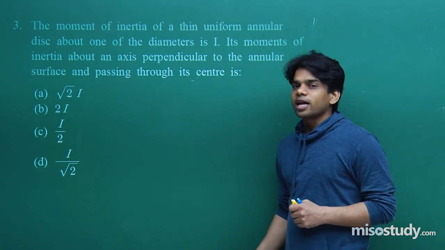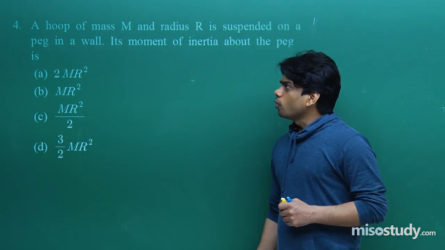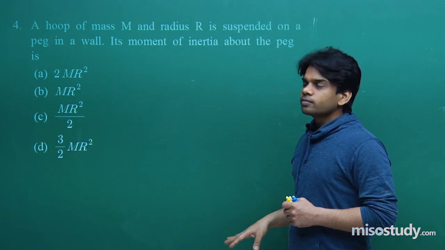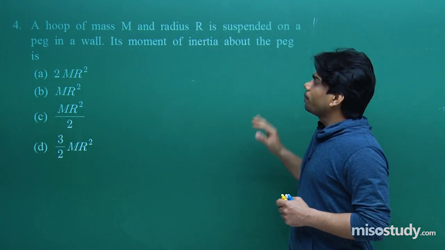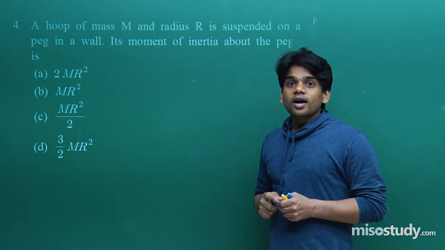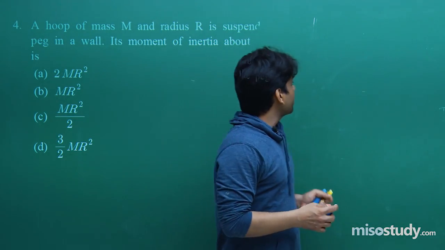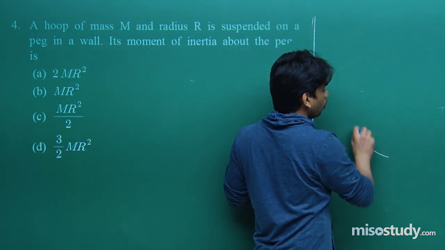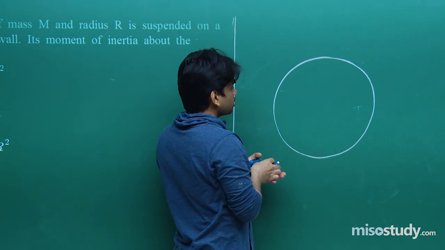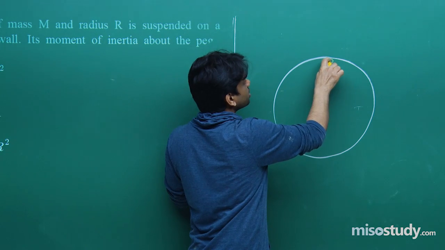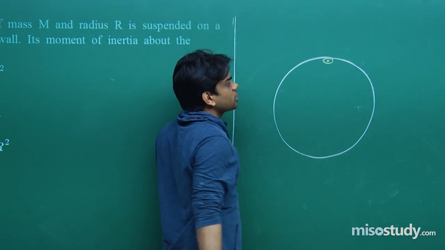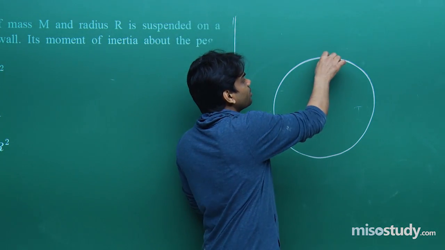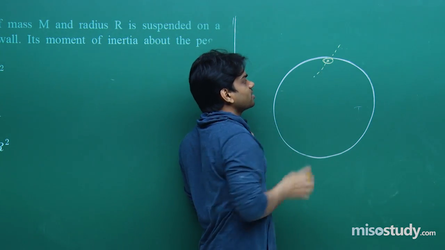Let's go ahead with the next question of the day, and I believe that you are learning. Question number 4. A hoop of mass capital M and radius capital R is suspended on a peg in a wall. Its moment of inertia about the peg is, now see that a hoop is actually a ring. Now you see here it's suspended through a peg within a wall. So if I talk about this as the hoop, that is the ring we are talking about, it's suspended about a peg through a wall. This is the point of suspension. It is suspended in this way. Now see here, it has been asked, so the axis will be what? The axis can be treated as this one.